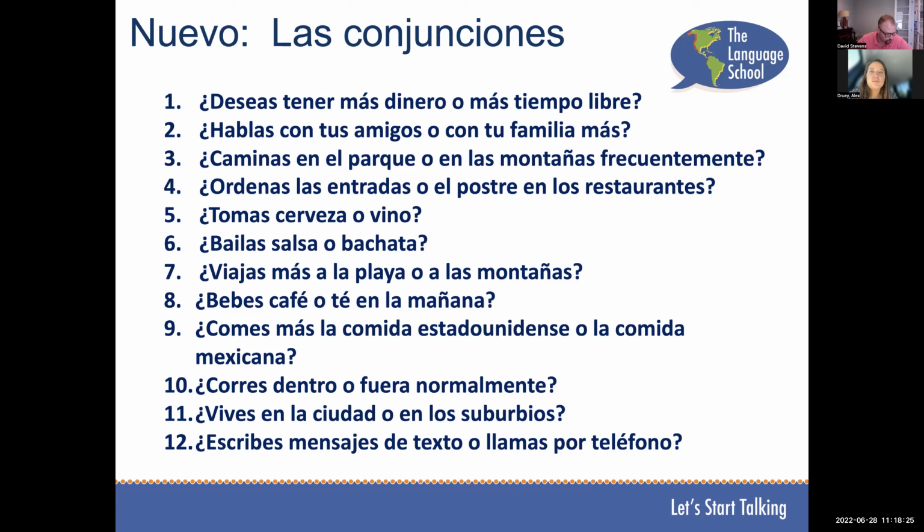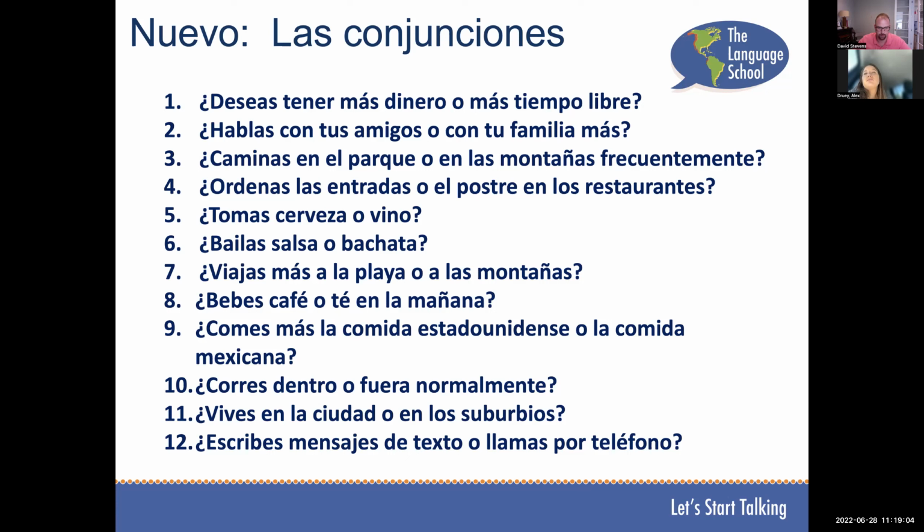Five. ¿Tomas cerveza o vino? Tomo vino. ¿Bailas salsa o bachata? Bailo bachata. ¿Y viajas más a la playa o a las montañas? Viajo a las montañas. ¿Bebes café o té en la mañana? Bebo café en la mañana. ¿Comes más la comida estadounidense o la comida mexicana?